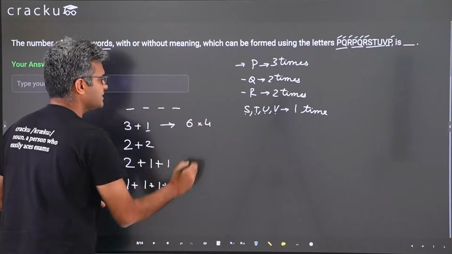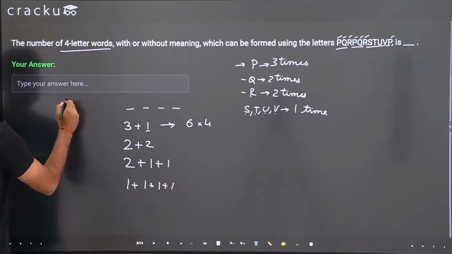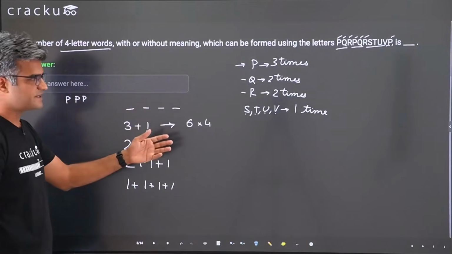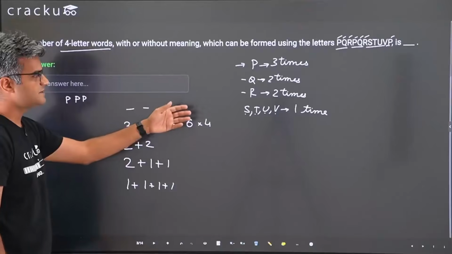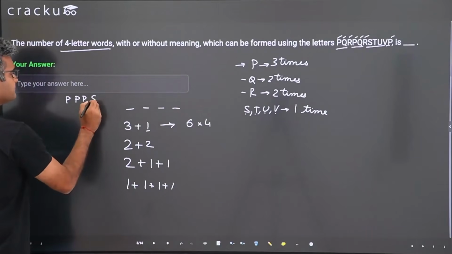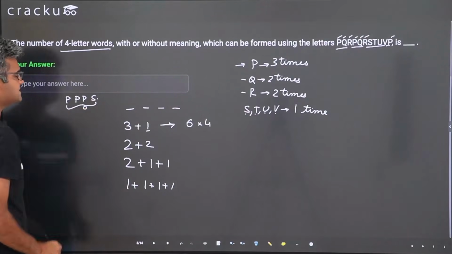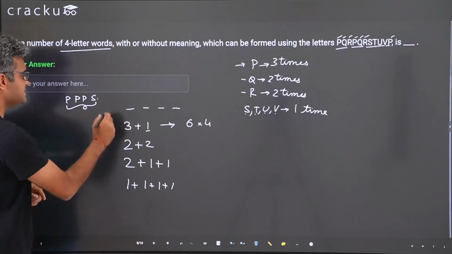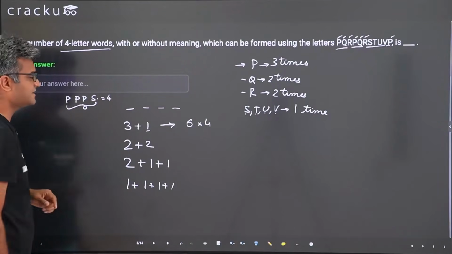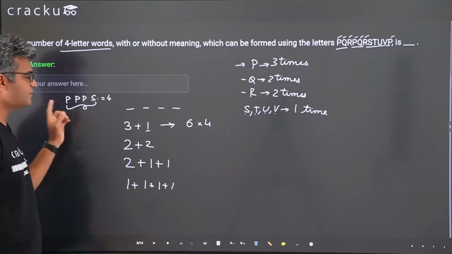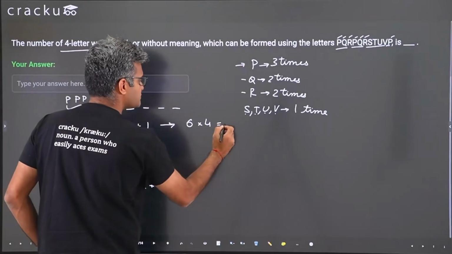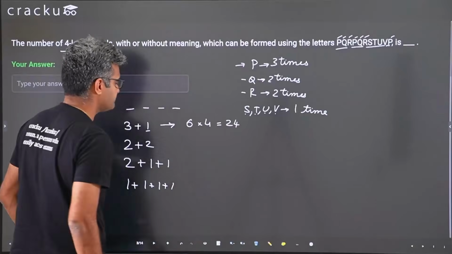What do I mean by it? What I am saying is, suppose P is repeated 3 times and the 4th letter that is selected, which can be selected in 6 ways, suppose we are assuming is S. Now P, P, P, S, the number of arrangements that are possible amongst this P, P, P, S is 4. We have to basically select a spot for S in the 4 letters. That is what we are saying over here. So the total number of cases possible over here is 24.